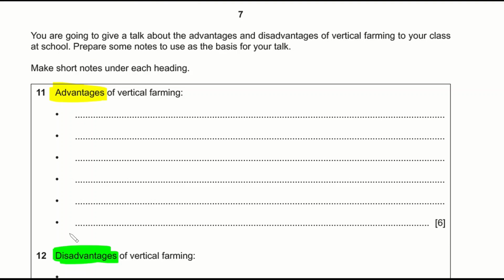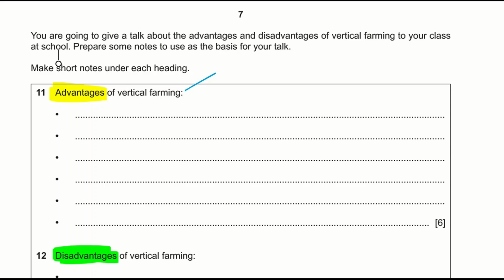Now, before I do actually jump into the text to look for the answers, I always advise students to just try to make a few educated guesses as to what you think the answer may be. And the reason for that is, before you go into the text to look for the answers, you may find that you actually have a good idea of what the answers could be. And what that does is it helps prepare your mind for the answers when you do actually see them, when you read them. Okay, so what could some of the advantages be for vertical farming?